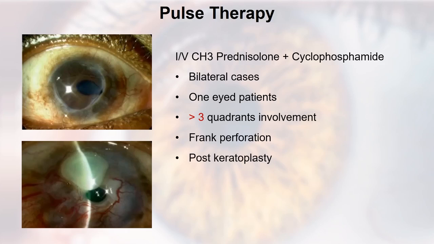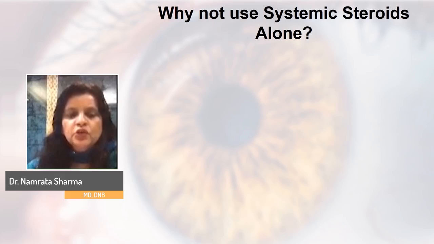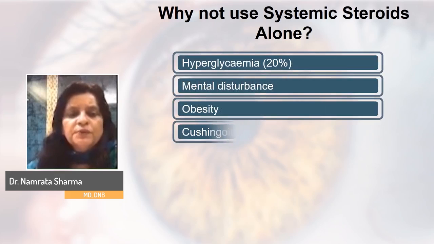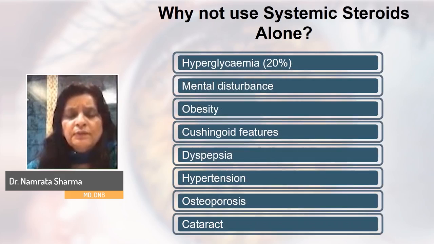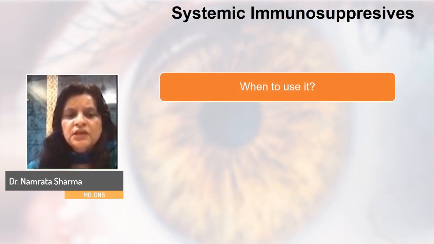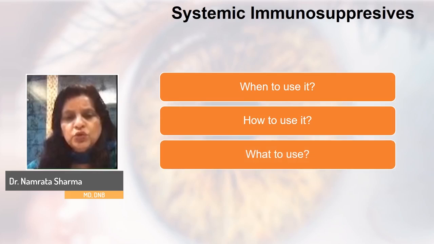So whenever you're starting immunosuppressives, it is best to do it with a rheumatologist and admit these patients preferably in the ward. You can't use systemic steroids for a prolonged period of time because of the obvious side effects. So you should know about systemic immunosuppressives: when to use, how to use, and what to use, and what can go wrong.